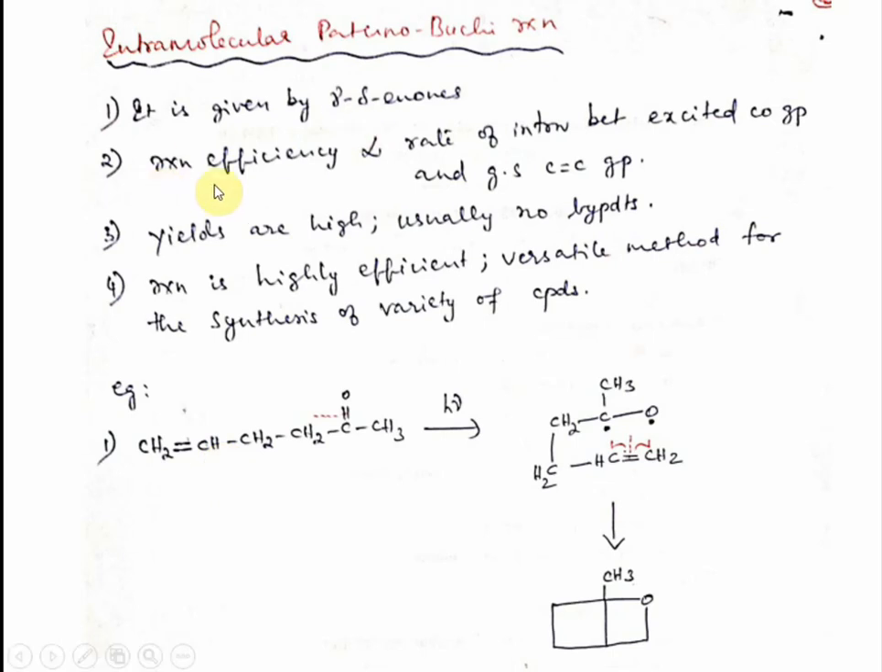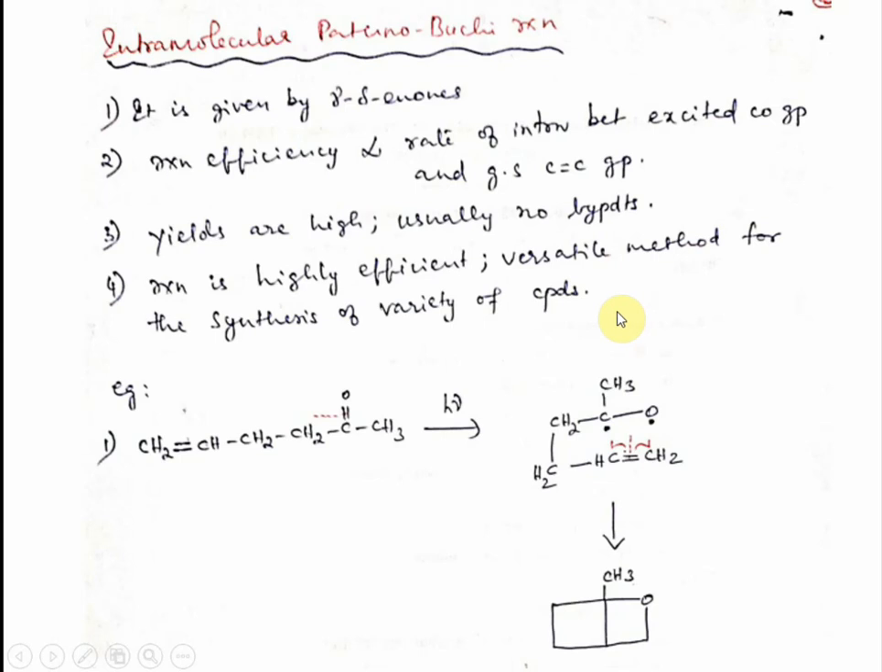The reaction efficiency depends on the rate of the interaction between the excited C=O group and the ground state C=C group. The yields are generally high, and generally there will be no byproduct. So intramolecular Paterno-Buchi always gives the product in higher yield, since there are no byproducts or competitive reactions. And the reaction is a highly efficient, versatile method for the synthesis of a variety of compounds.